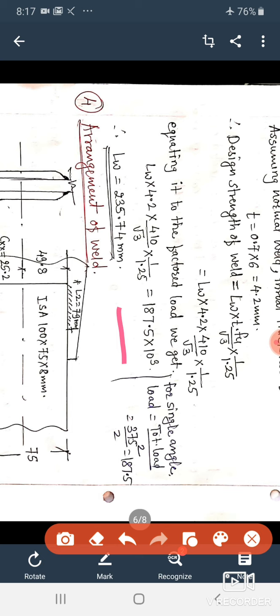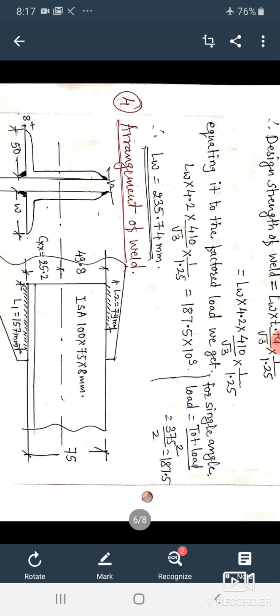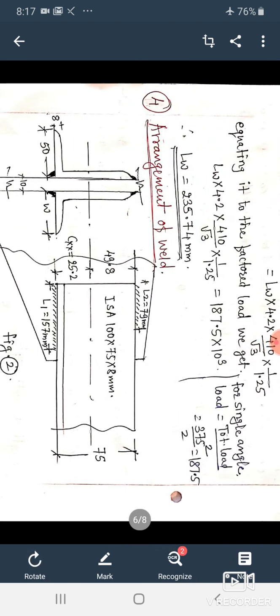Whatever is the load, that divided by 2 we have to do. So 375 kilonewton is the factored load, and that divided by 2 will give you the load for the single angle section. After equating, we'll be getting LW equals 235.74 mm. Later we have to arrange the weld.